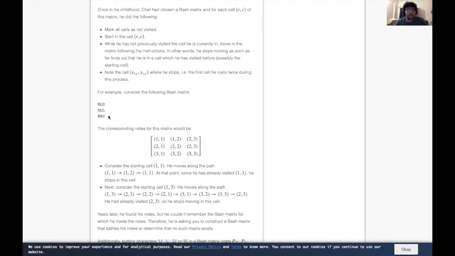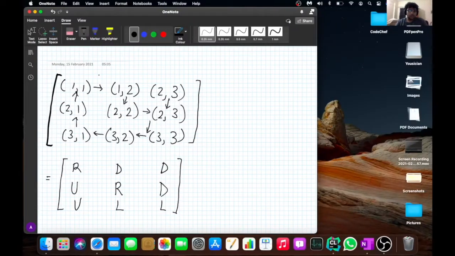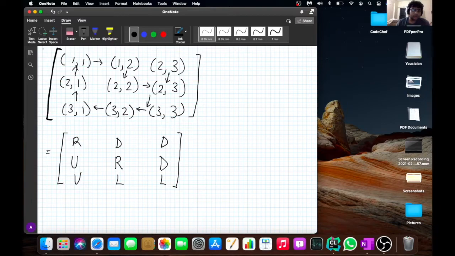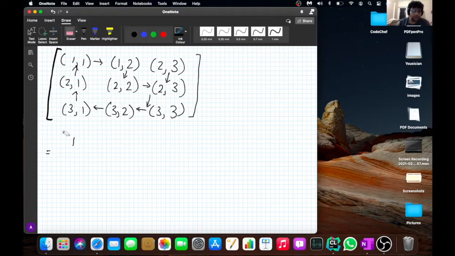Yeah, so let's see what they had given. So if you see, they've actually given a different solution, right? They've given some RLD, DLL, RRU, RL, yeah, okay. So they've given a different solution. Just based on this, actually, I can give you a different solution right now as well. I've given one possible direction set already, let me give another one.